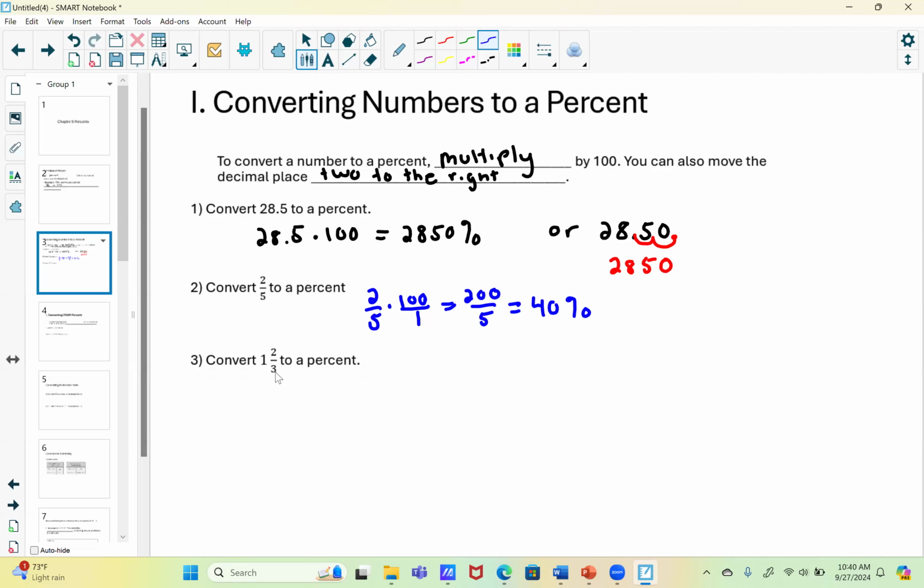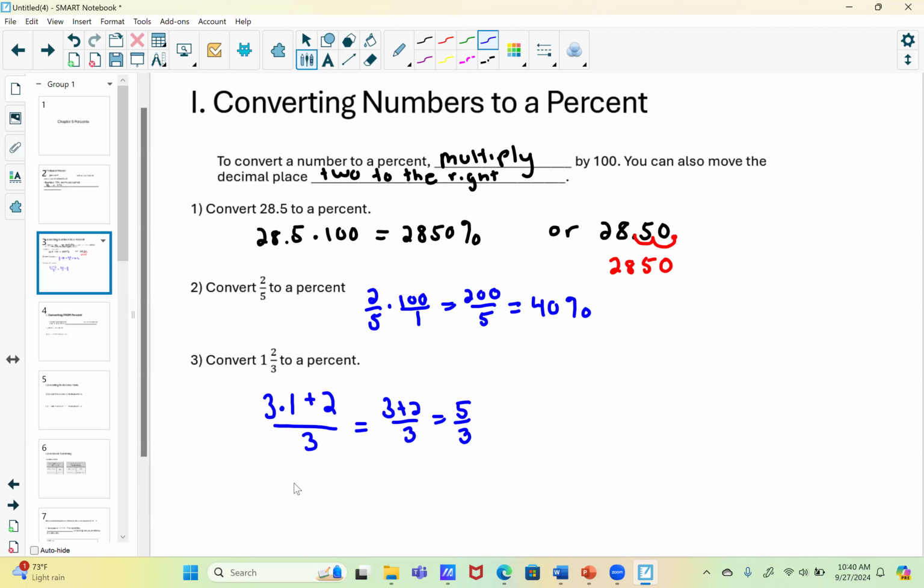Number 3, convert 1 2/3 to a percent. We want to do the same idea. But remember, anytime we have a mixed number, we have to change it to an improper fraction to be able to change it to a percent. To change it to an improper, we multiply the denominator by the whole number, and we add the numerator. Then we put it over the same denominator. That gives me 3 plus 2 over 3. So we get 5/3. Now this is still the same fraction as this one. It's just that this is an improper and this is a mixed number.